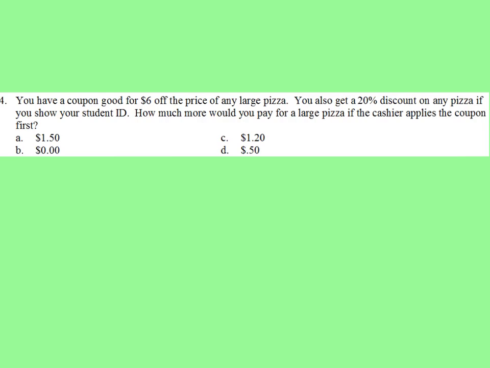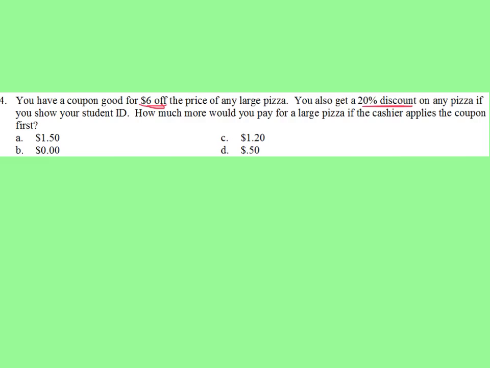You have a coupon good for $6 off the price of any large pizza. You also get a 20% discount on any pizza if you show your student ID. How much more would you pay for a large pizza if the cashier applies the coupon first?